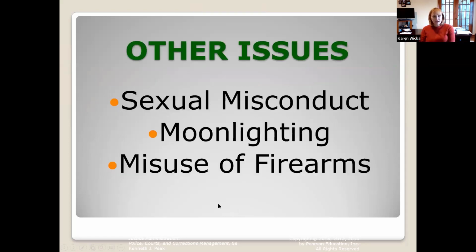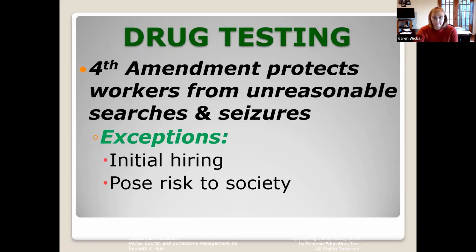A couple other issues that often come up with criminal justice: sexual misconduct. So engaging in sexual misconduct with fellow employees, with victims, with things like that, that often comes up as an issue. Moonlighting. Can you work at other police departments on your time off, security jobs, things like that? Is that going to be permitted? And then issues dealing with misuse of firearms. Can you be fired for things like that? So those are other employment issues that need to be thought about with criminal justice.